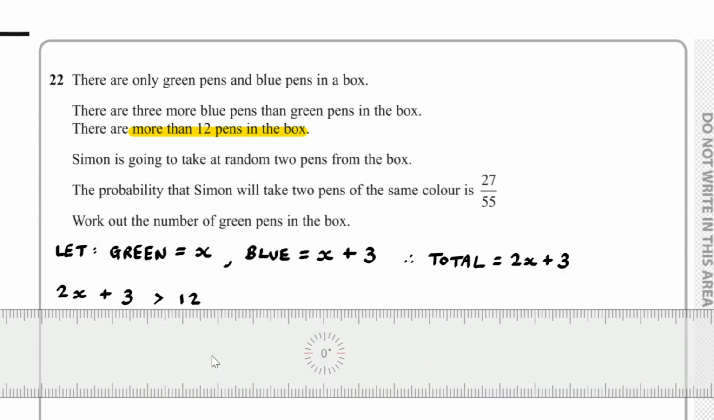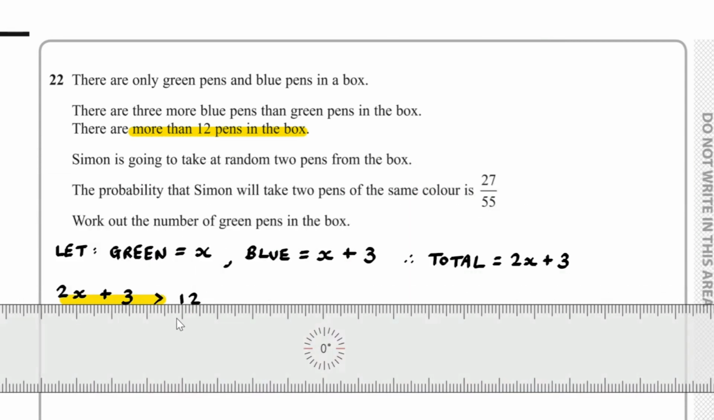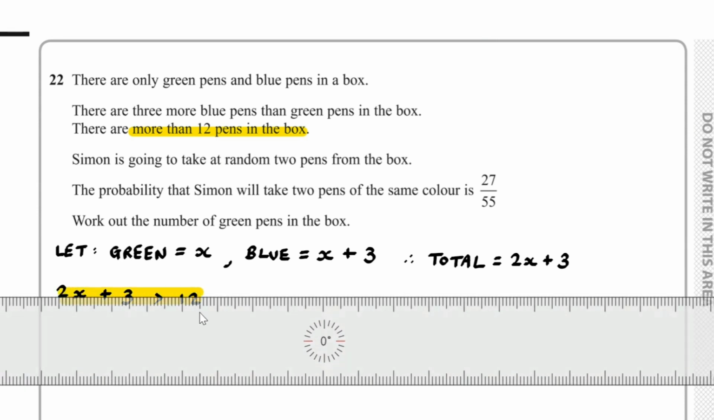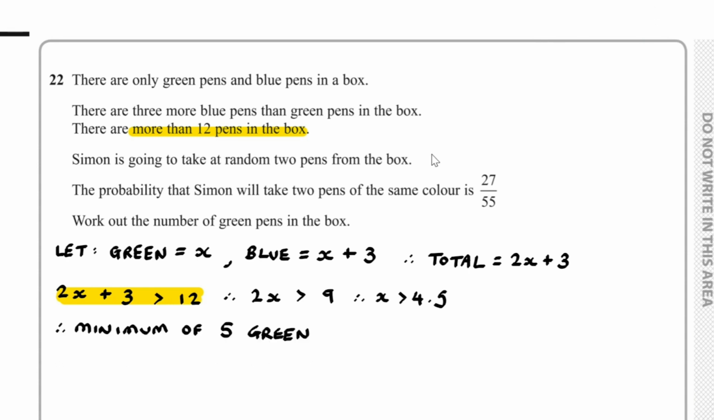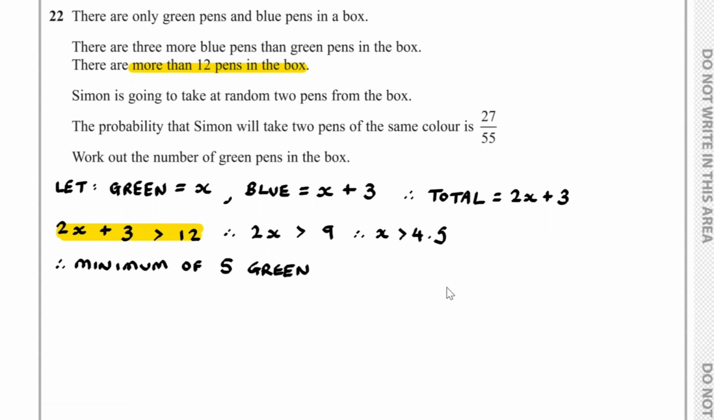So because there are more than 12 pens in the box, 2x plus 3 is greater than 12. Now, if I subtract 3 from both sides, 2x is greater than 9, which means x is greater than 4.5. And because I need a whole number of pens, we have a minimum of 5 greens. We round the 4.5 up.